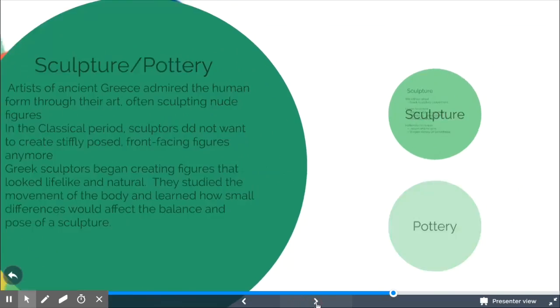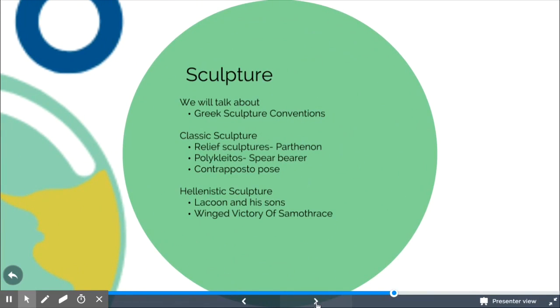So the sculptures that we're going to specifically talk about, we're going to talk about the general rules, how the Greeks created sculpture, the sort of rules that they followed, and how to be able to spot a Greek sculpture if you see one. We're going to talk about classic sculpture. We're going to talk about the Parthenon, the sculptures that are there. We're going to talk about Polykleitos' Spear Bearer, which was a really important sculpture. We're going to talk about the contrapposto pose.